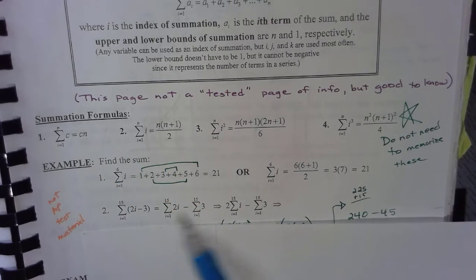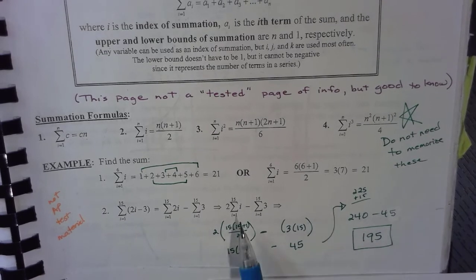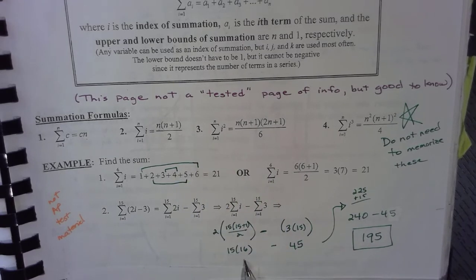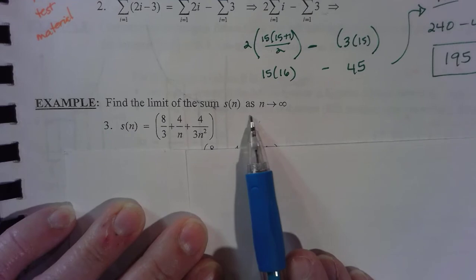So I have 2 times my sum as i goes from 1 to 15 of i, minus my sum as i goes from 1 to 15 of 3. Well, we know this, using this formula, gives us 15 times 16. We know this, using this formula, is going to give me 3 times 15, which is 45, and there's our answer. There's our sum.